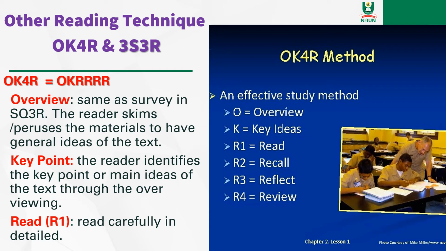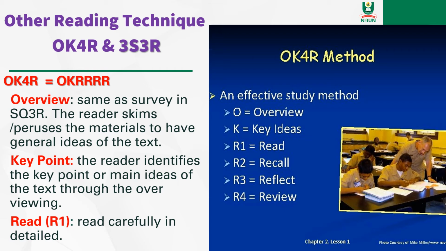In OK4R, O means overview, K means key ideas or key points, R means read, the first R; the second R means recall, the third R means reflect, and the last one, review. So let's examine them one after the other. Overview means the same thing as survey in SQ3R. It means the reader skims or peruses the material in order to have a general idea about the text.